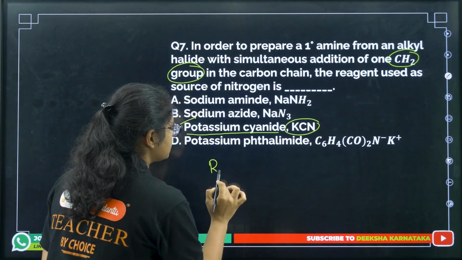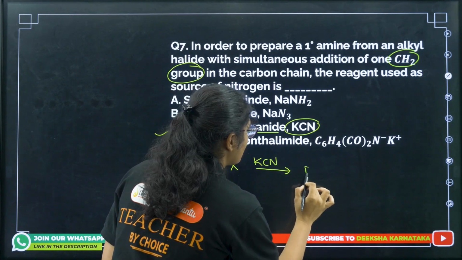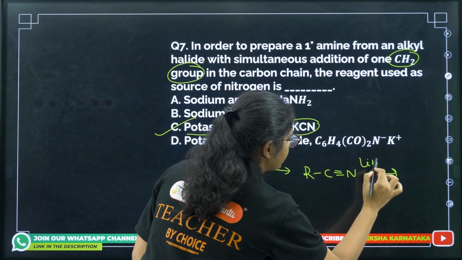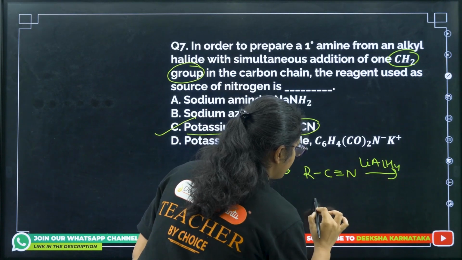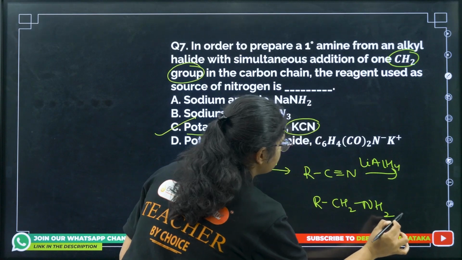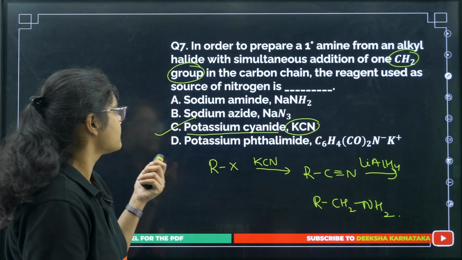So if you have RX, okay, then you treat it with KCN. Okay, then you get RCN, right? Now if you treat it with LiAlH4, you get RCH2NH2. Okay, so option number C will be the correct answer here.